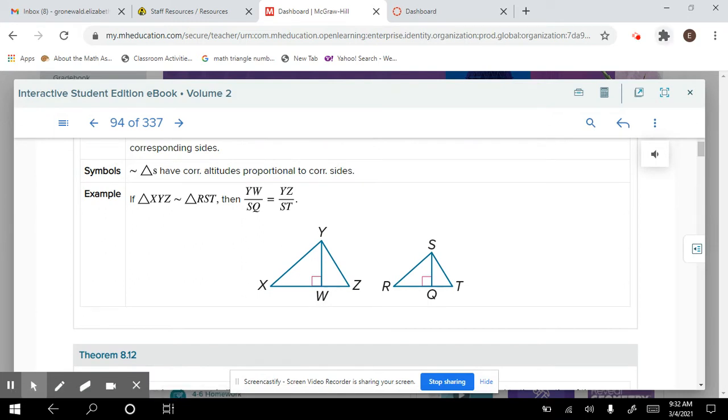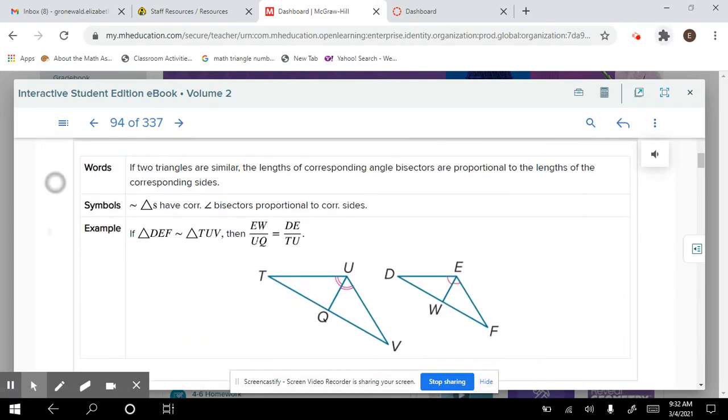YW, which is the altitude of the larger triangle, over SQ, which is the altitude of the smaller triangle, and it is proportional to one of the other sides. They chose YZ and ST, but you can use the other side as well, YX and SR.